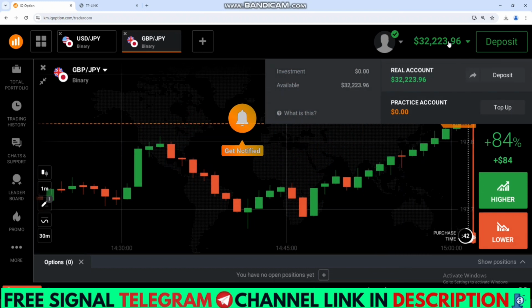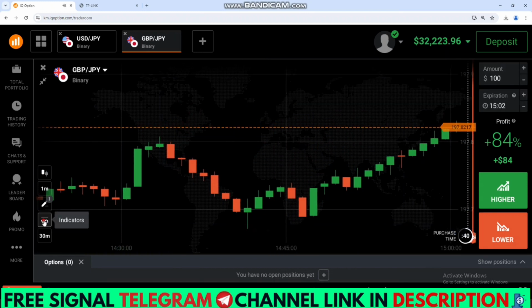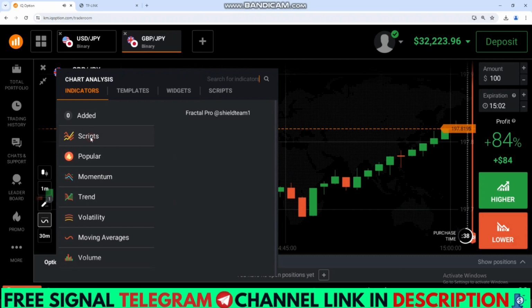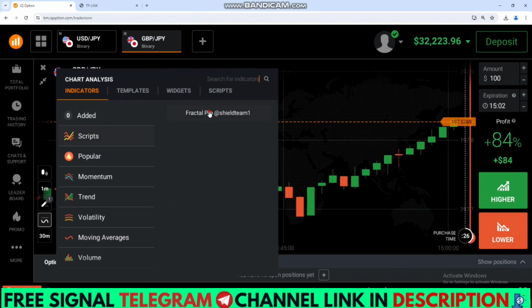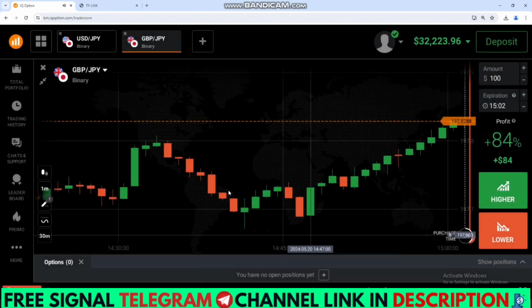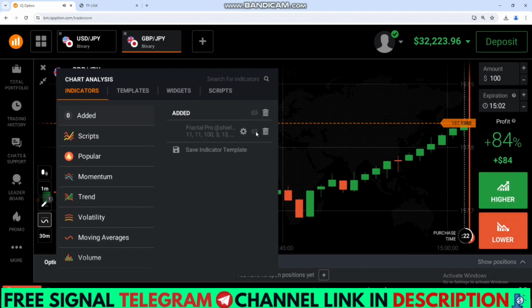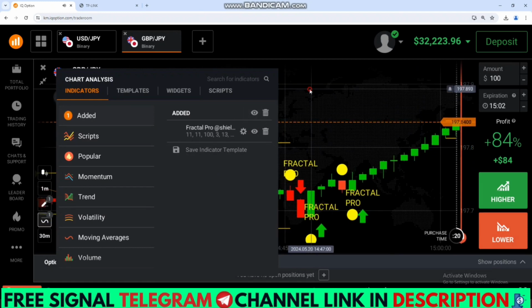Okay, now let's start the trading. First we need to set our script on the trading chart. Let's add the script. Now we need to understand the script. We can see here a buy sell arrow and a yellow dot.